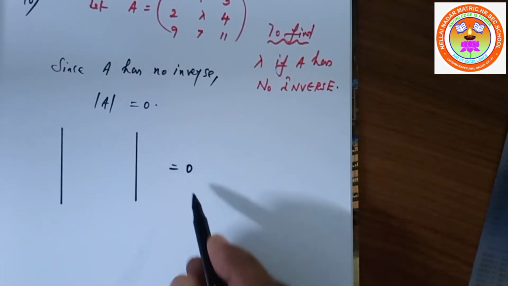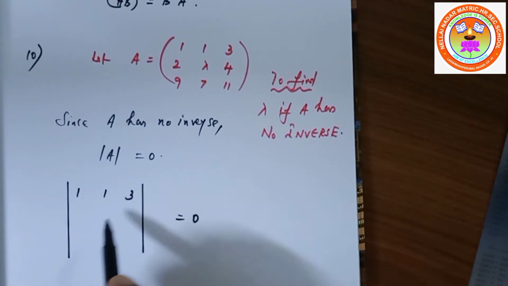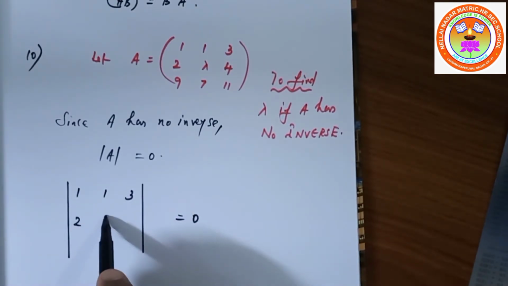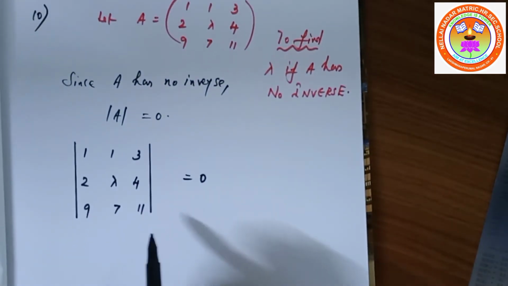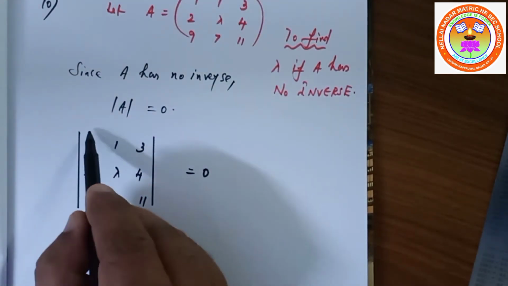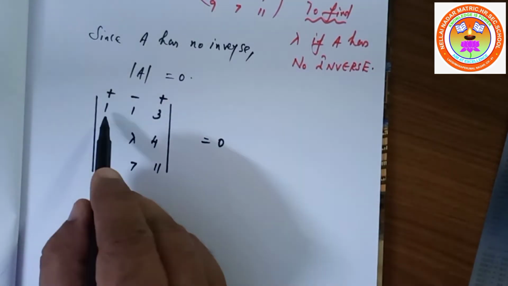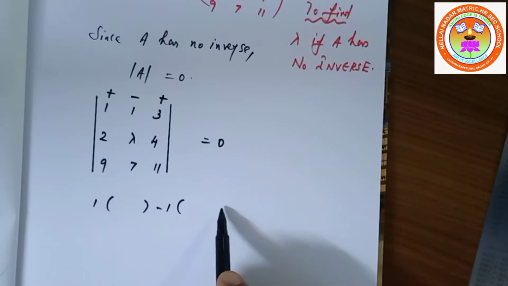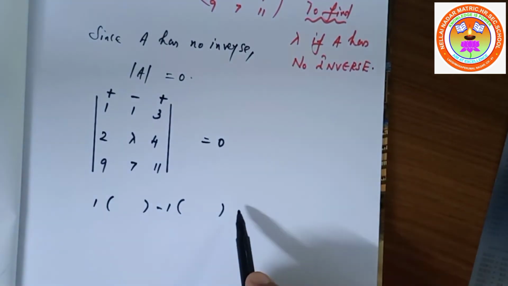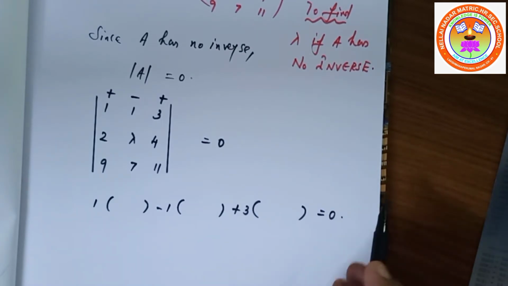That is equal to 0. Here the first row is 1 1 3, the second row is 2 lambda 4, and the third row is 9 7 11. You know how to expand the determinant. Usual expansion: at the top of the first row you put plus minus plus, then write 1 into, then minus 1 into, finally plus 3 into, that is equal to 0.